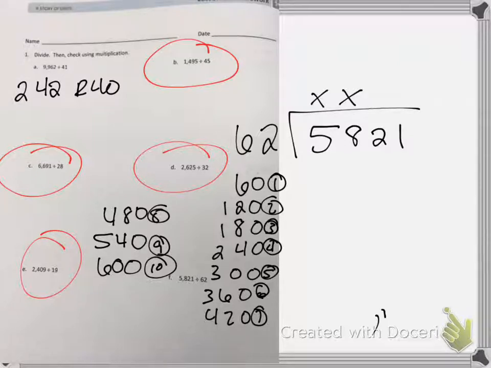So I'm going to look at the numbers that are close to 582. I can see 582 is between 540 and 600. We can't go with 600, so we're going to go with 9. So now I need to do the multiplication for 62 times 9.